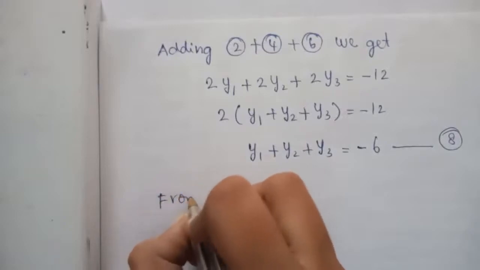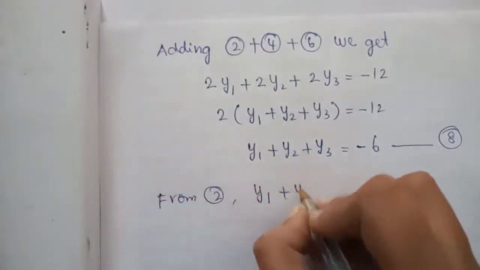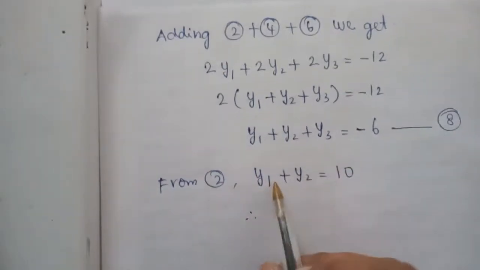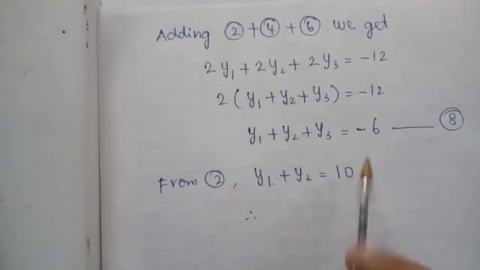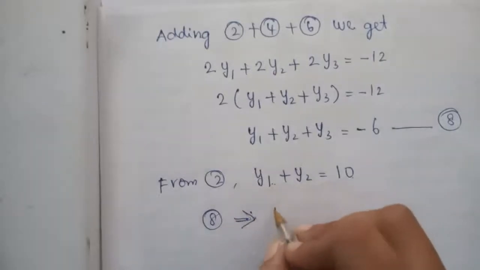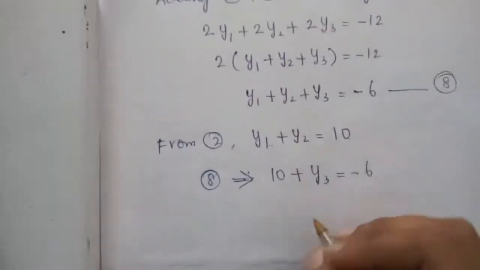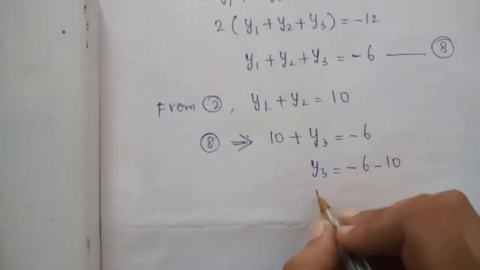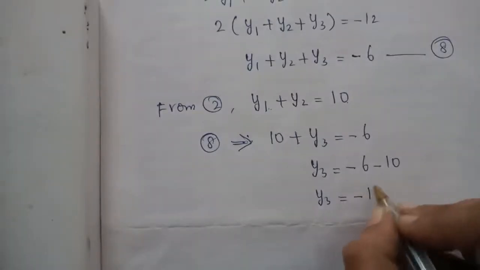So from equation 2, we have y1 plus y2 is equal to 10. Therefore, from 2, we are just substituting the value of y1 plus y2 as 10. So equation 8 becomes 10 plus y3 is equal to minus 6. y3 is equal to minus 6 minus 10. So the value of y3 is equal to minus 16.